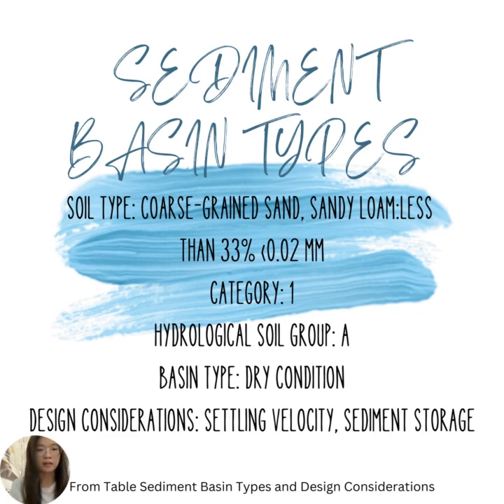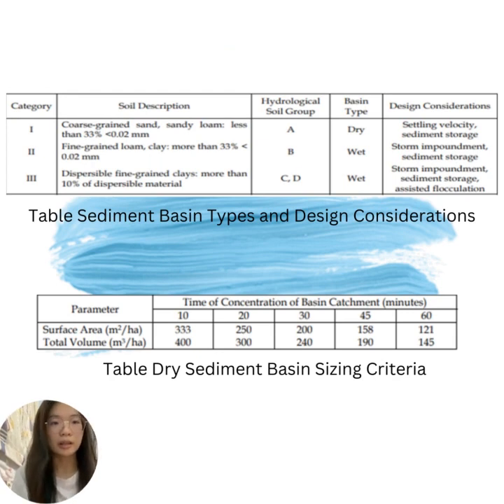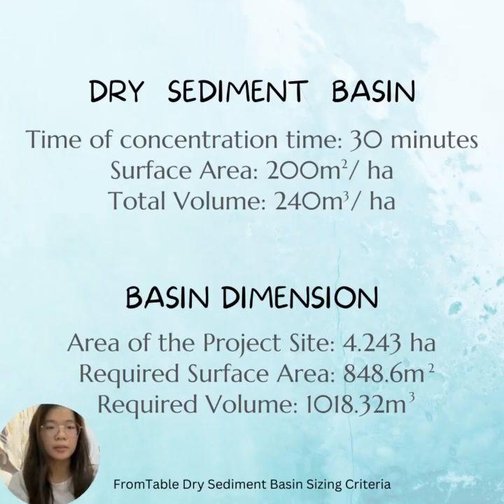And then the design consideration, which is settling velocity and the sediment storage. The table of sediment basin type and design consideration and the table of dry sediment basin sizing criteria are used to design the sediment basin. For the dry sediment basin, the concentration time is 30 minutes and the surface area is 200 meters square per hectare. The total volume is 240 meter cube per hectare.